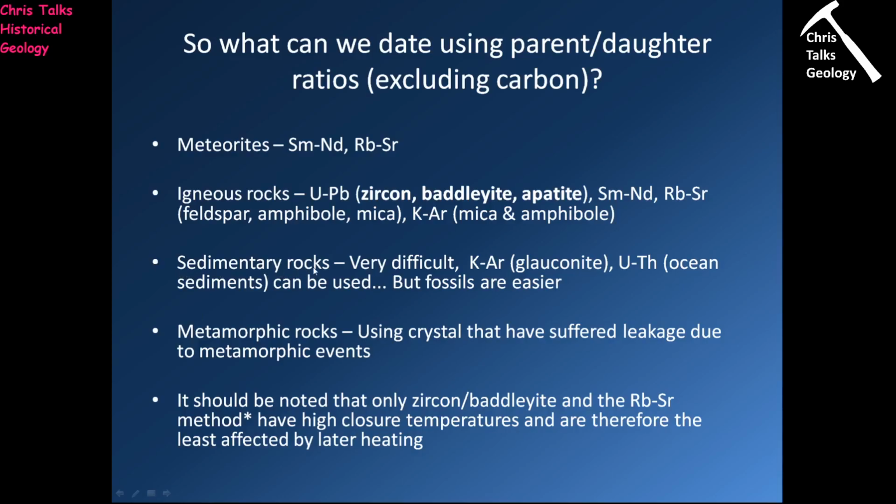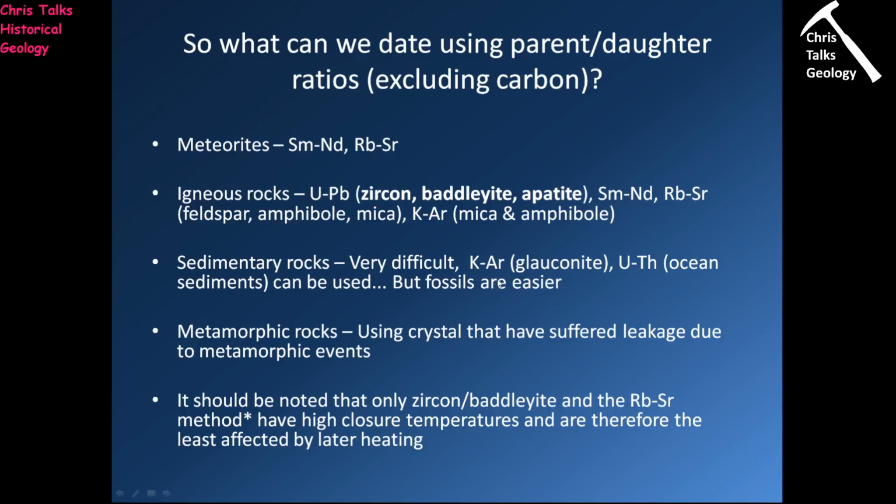We then have sedimentary rocks. Now, sedimentary rocks are extremely difficult to date using radiometric methods. The problem is that if you think about it, a clastic sedimentary rock is made up of pieces of other rock. So when we date the sandstone, we're not dating when the sandstone formed, we're getting a date for when the rock that was eroded to make the sandstone went and formed. So this means that clastic sedimentary rocks are very, very difficult to date using radiometric methods.